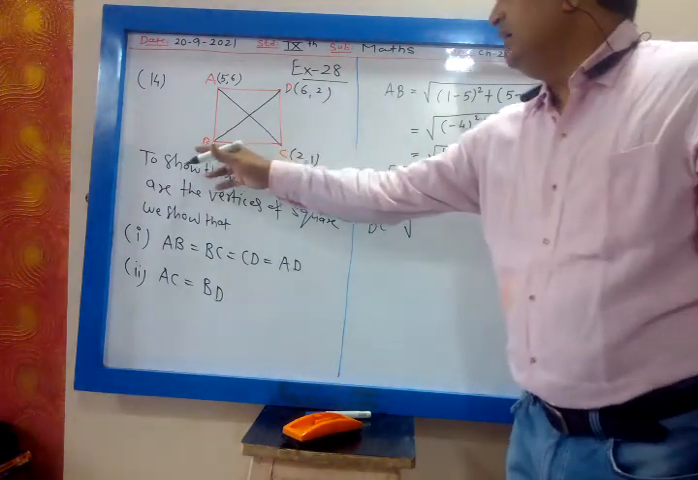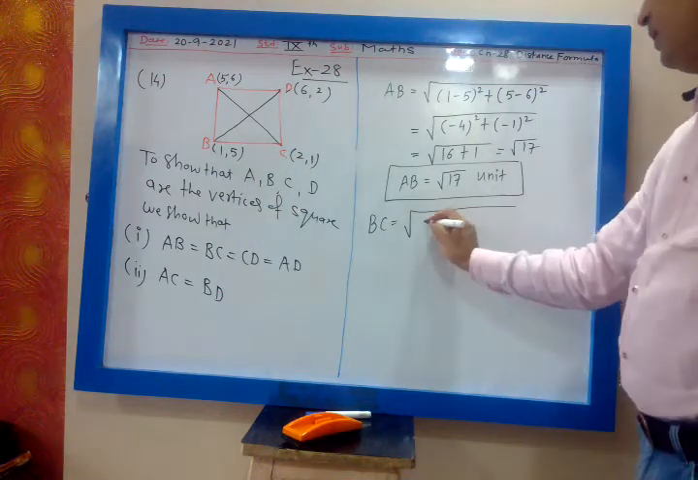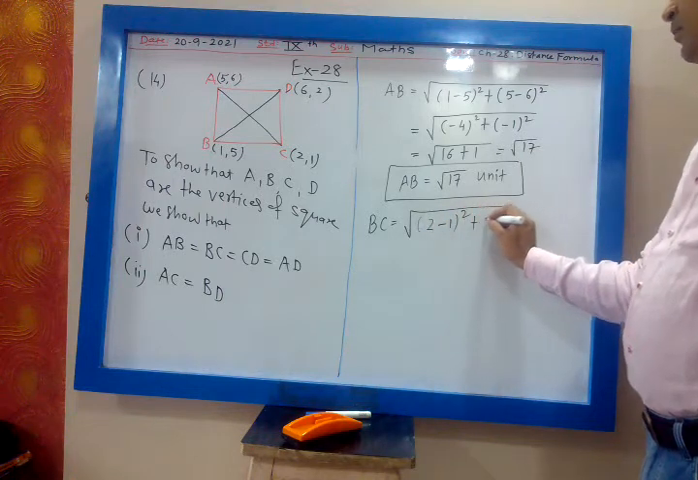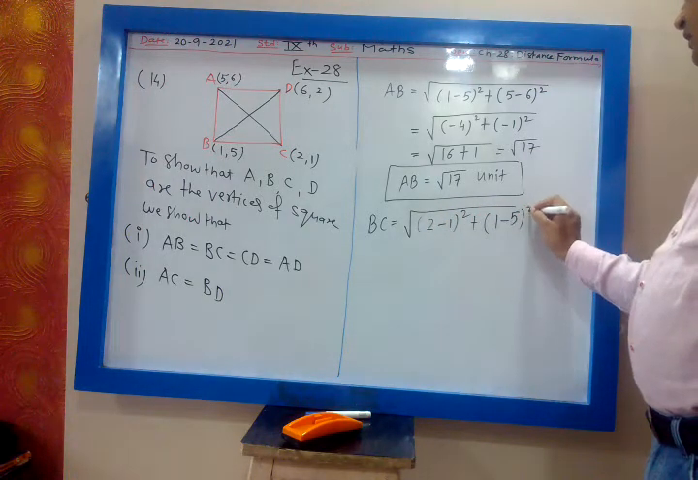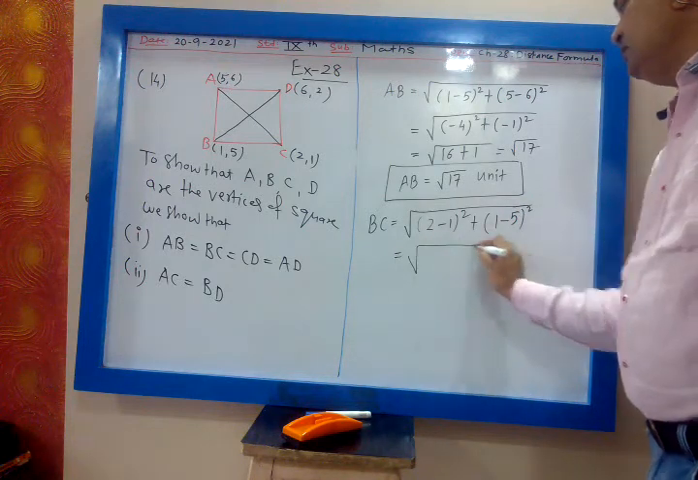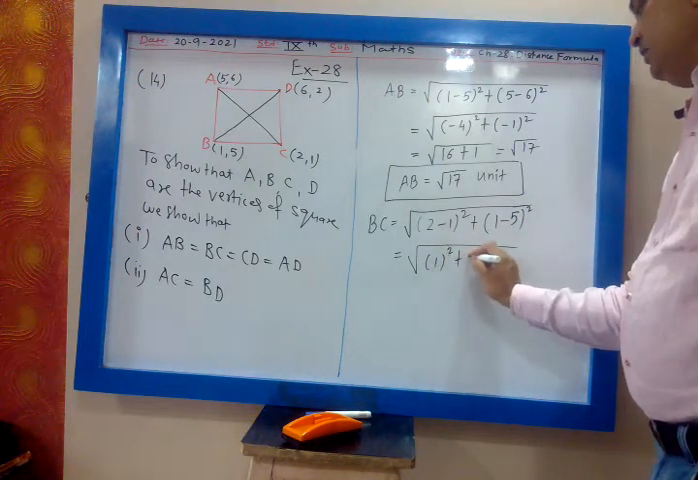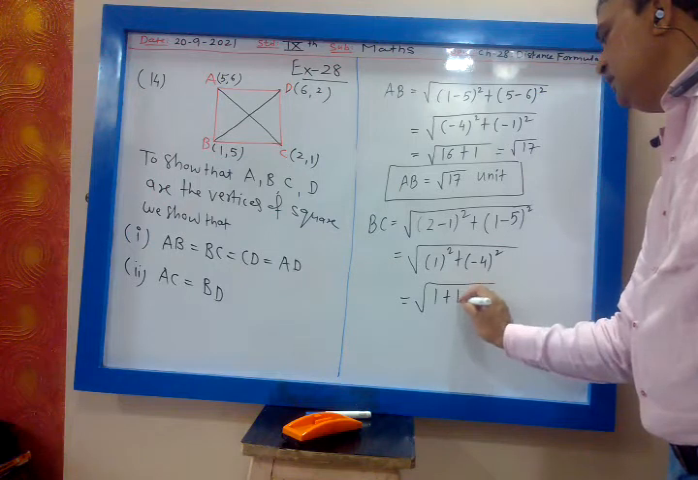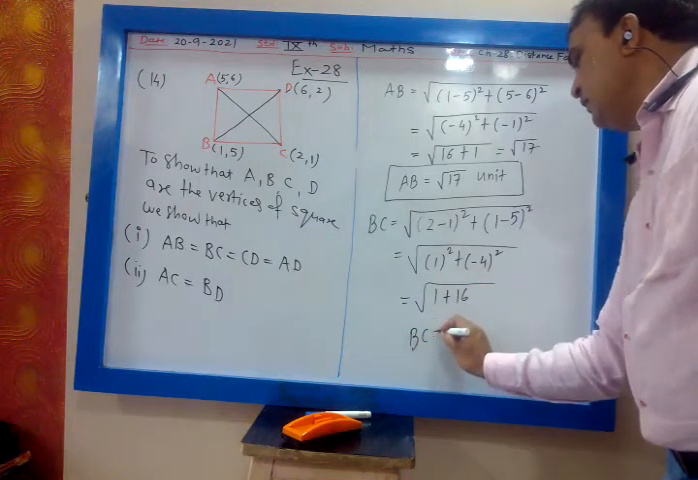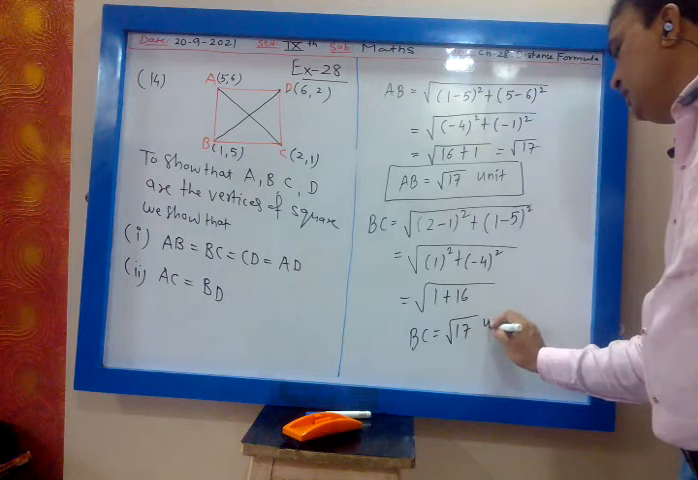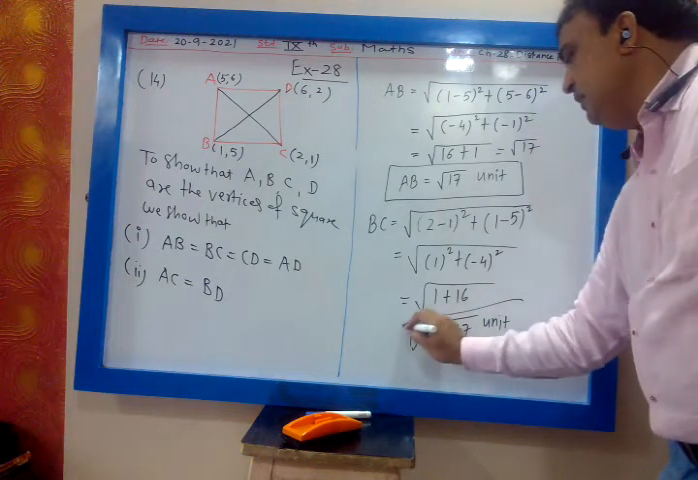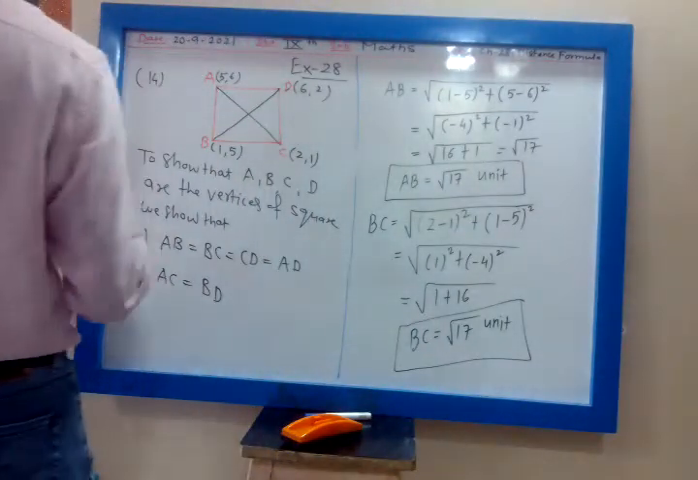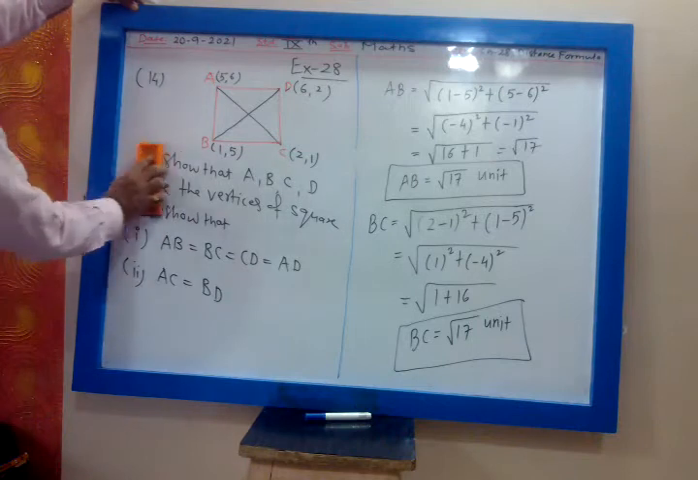Now consider B and C, apply the distance formula. (x2 minus x1) square, so (2 minus 1) square, plus (1 minus 5) square. So that is square root of (2 minus 1 is 1) square, plus (minus 4) square. So 1 square is 1, minus 4 square is 16. So BC is root 17 unit. Remember, whenever the unit is not given, centimeter or meter, then we write unit. For area we write square unit. So we have found AB, we have found BC.